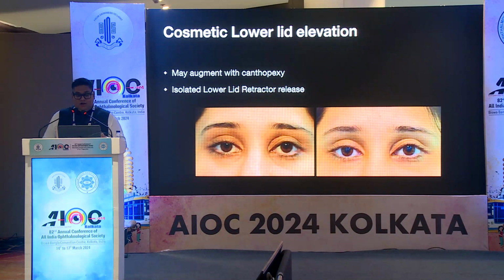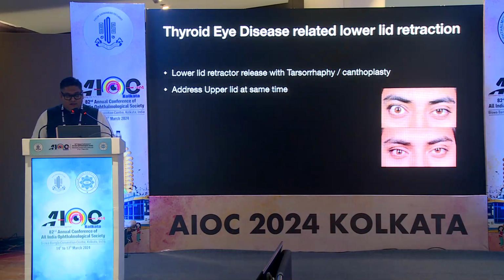Sometimes you wonder and look at the patient and say, what lower lid retraction? It's hardly visible, but it's there. That's the lower lid retraction, 2 millimeters. In these cases, all you need to do is an isolated lower lid retractor release with a lower lid Frost suture for a week that stretches out the posterior lamella and corrects it.